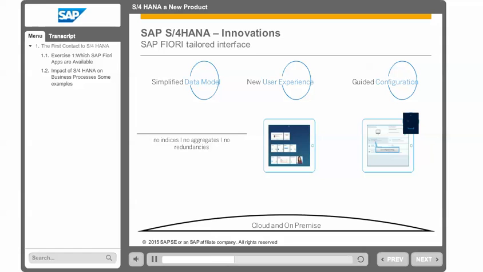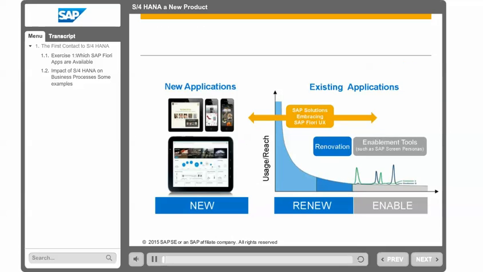S/4HANA delivers a brand new user experience. So we call this Fiori, SAP Fiori, and it's the main interface for S/4HANA, for the business user. Let's look at some of the major aspects of SAP Fiori. So SAP Fiori is SAP's next generation user interface. It's not a single product, but a design approach that's used to create the new interfaces for business users to reach the new S/4HANA applications.